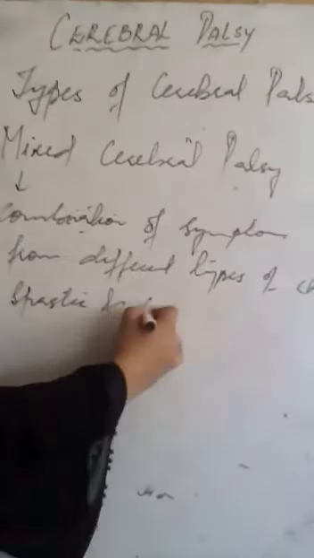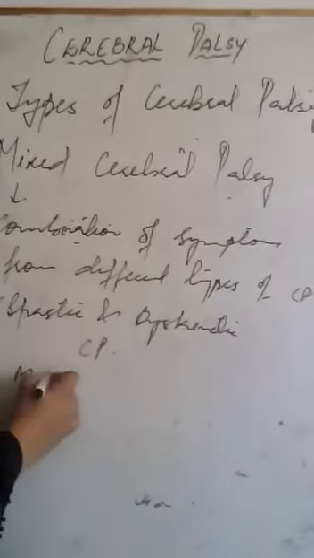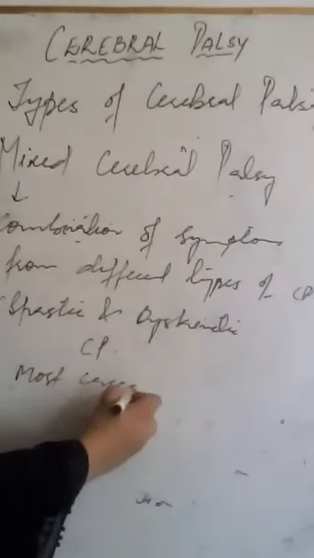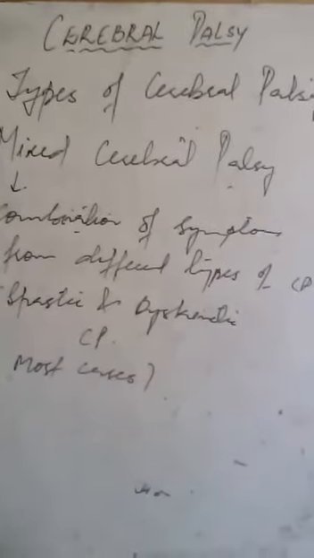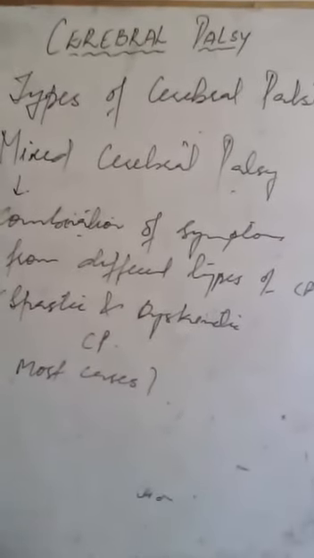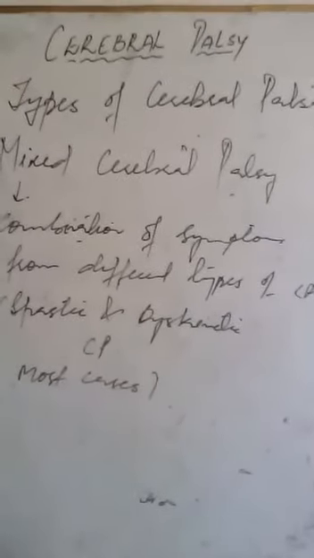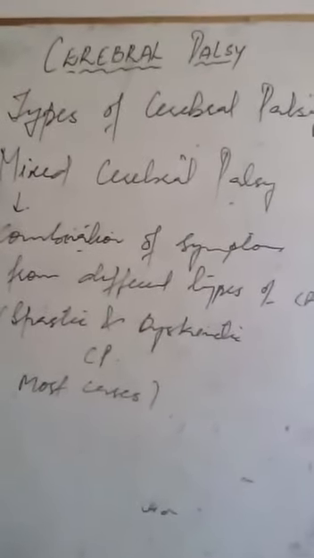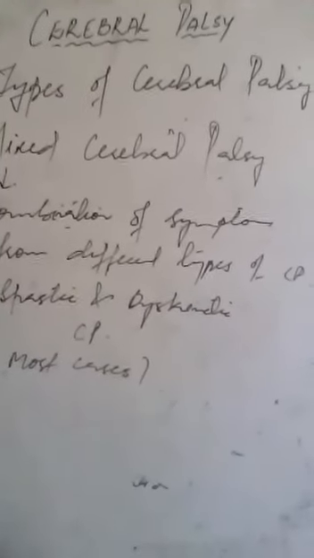In most cases, people may experience a mix of spastic and dyskinetic cerebral palsy. This is the mixed cerebral palsy. So these were the 4 types of cerebral palsy. First one was the spastic cerebral palsy, second one was the dyskinetic cerebral palsy, third one was the ataxic, and last one was the mixed cerebral palsy.